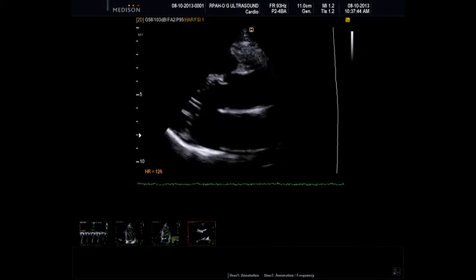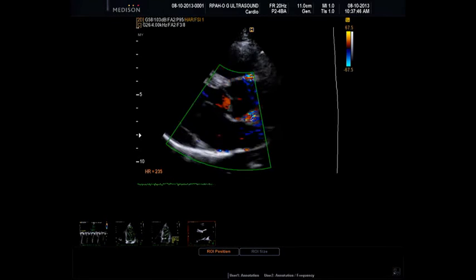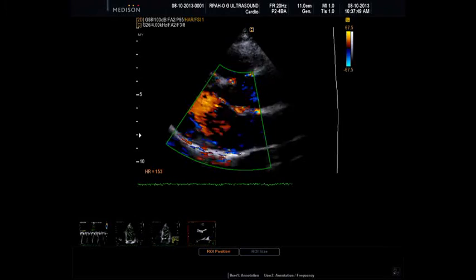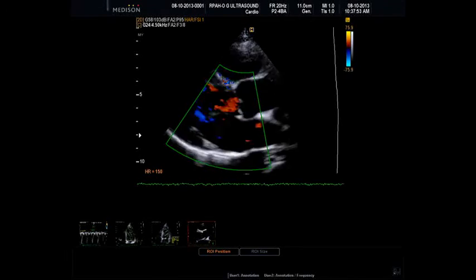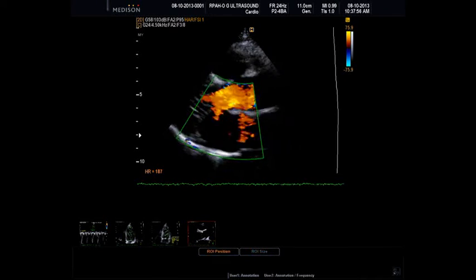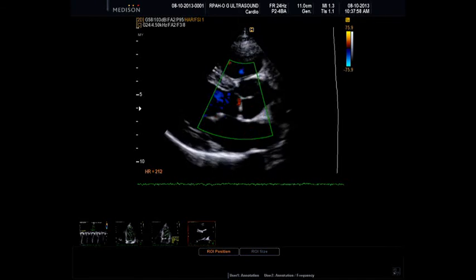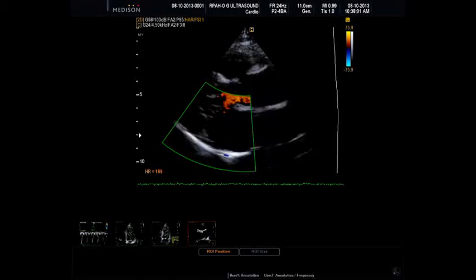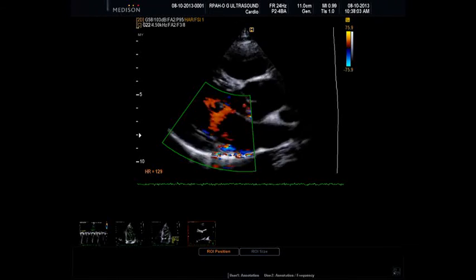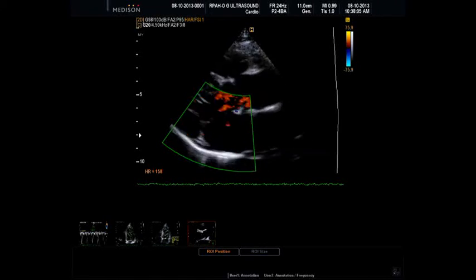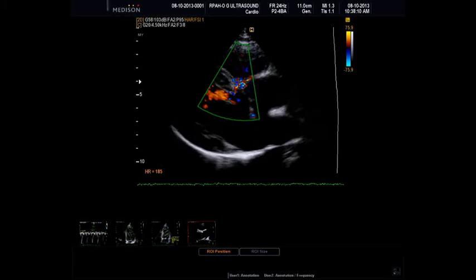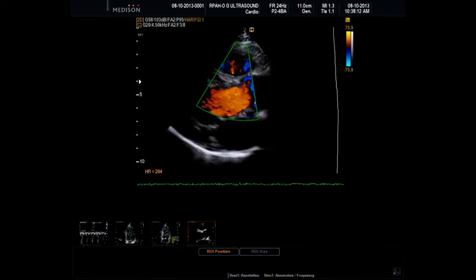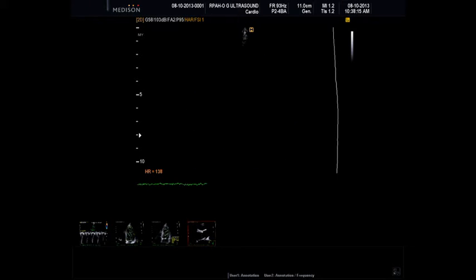You can put some colour on. I might just put some colour on and we'll just optimise that a bit, Julie. I can get that, yeah, get the box a bit smaller. So you can just see the flow through the outflow tract and have a look across the mitral valve. You get a bit of trace regurg that we're not that bothered about, and you can look at the septum across here with colour as well. So I'm just going to change to the apical four-chamber view.